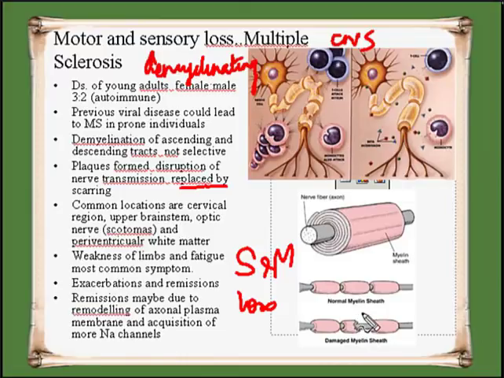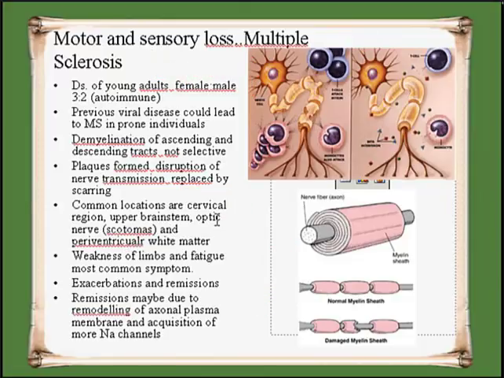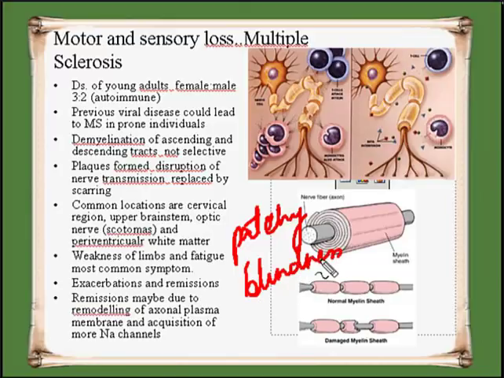The common areas where this demyelination occurs is usually in the cervical region, and dysphagia may be one of the predominant symptoms. Upper brainstem area, if the optic nerve is involved, you get scotoma. Scotoma means it's a patchy kind of blindness, so wherever that part of the optic nerve is involved, there's patchy blindness. There may be weakness of limbs and fatigue, and that is again because of the lateral corticospinal tract being involved. If any cerebellar tracts are involved, then you have ataxia, which is incoordination and clumsiness. If the dorsal columns are involved, then naturally you'll have numbness, loss of stereognosis, vibration sense, tingling. If the anterolateral system is involved, then you'll have pain and temperature loss.